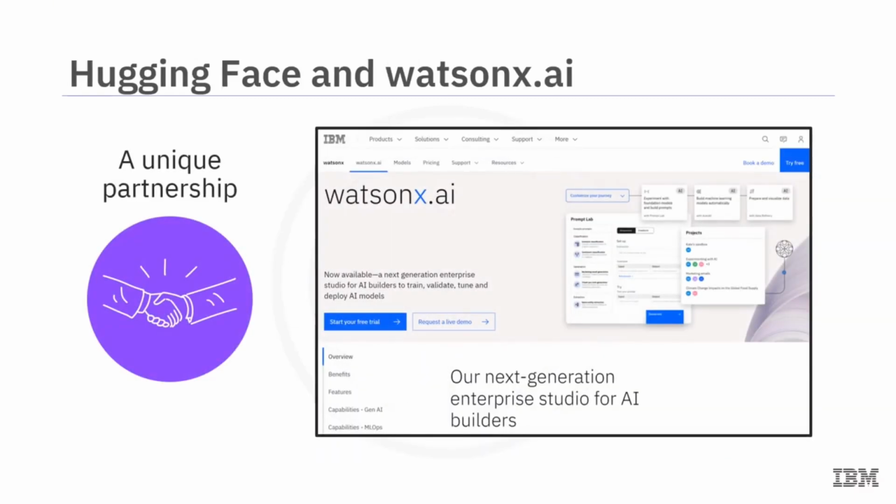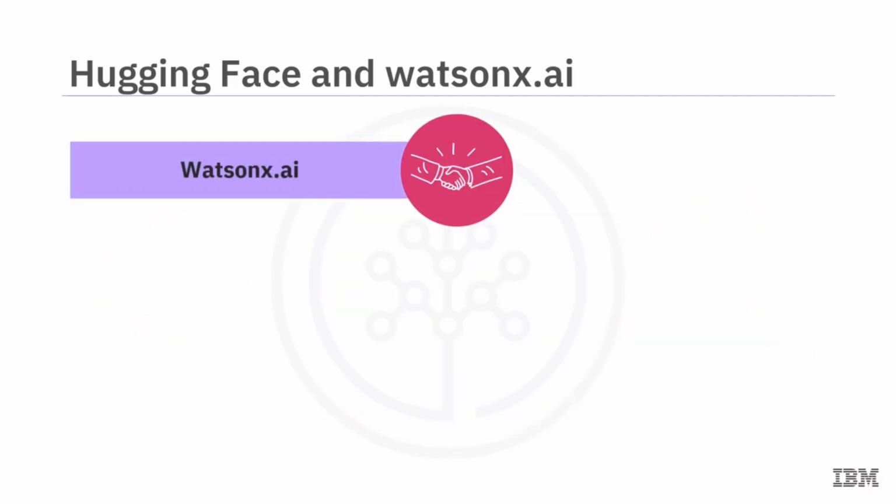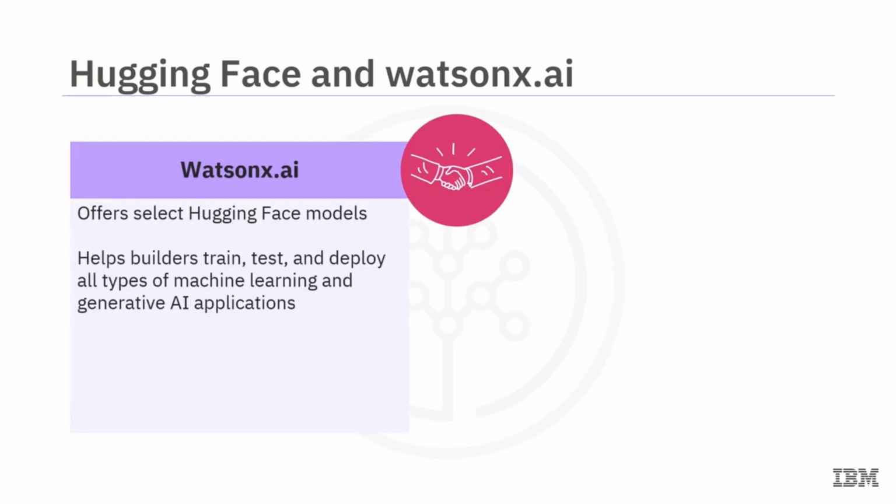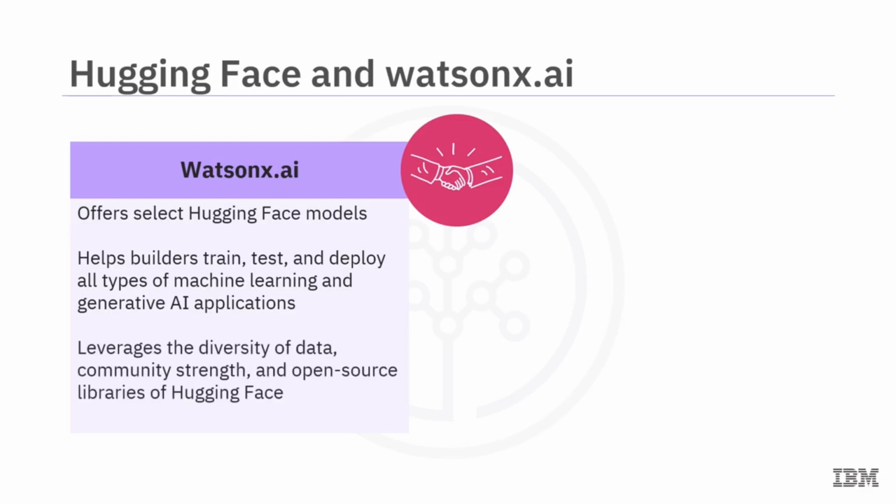Taking its collaborative efforts one step further, Hugging Face has entered into a unique partnership with Watsonx.ai, IBM's next-generation enterprise studio for AI builders. Watsonx.ai offers select Hugging Face models in its studio to help its community of builders train, test, and deploy all types of machine learning and generative AI applications. This way, the studio leverages the diversity of data, community strength, and open source libraries that Hugging Face provides.